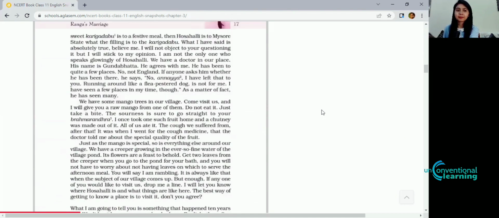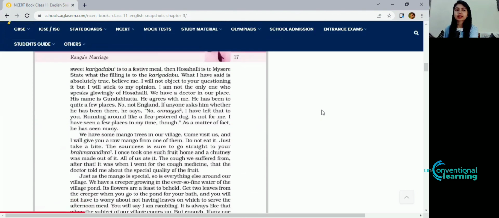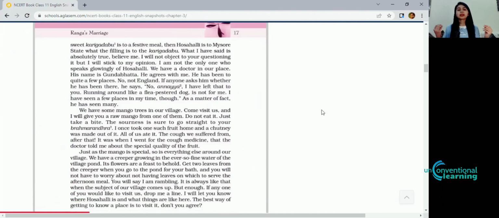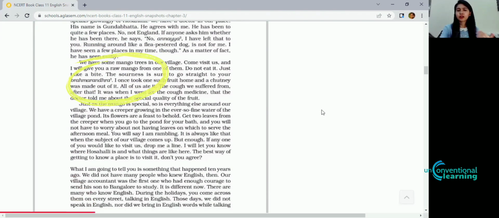Now as you see the second page of the chapter, here also it's not that important. It simply mentions what was very famous in Hosahalli village. There was a doctor, you can see on the screen here, who was famous by the name Gunda Bhatta. Coming to the next paragraph, here also he talks a lot about the mango trees in my village, the mango is very sour, come and enjoy, and all those things. So he keeps on saying that. That's not that important.